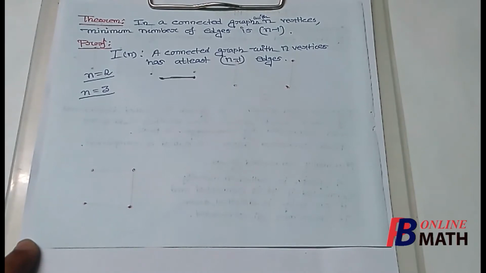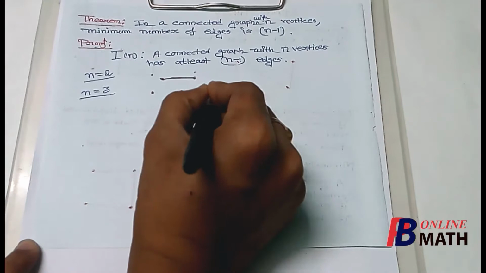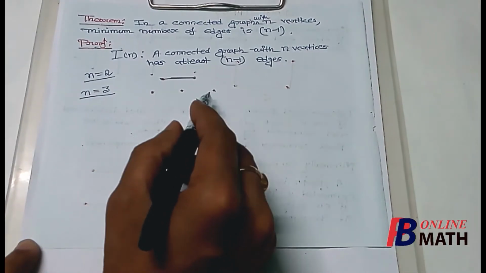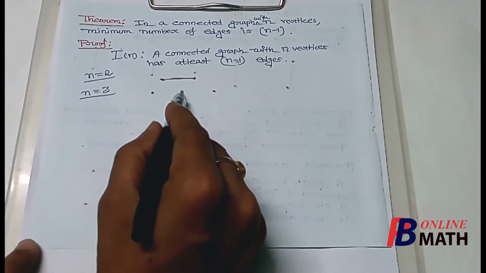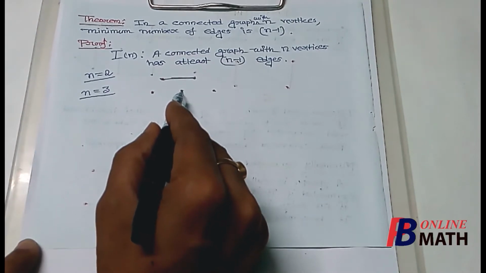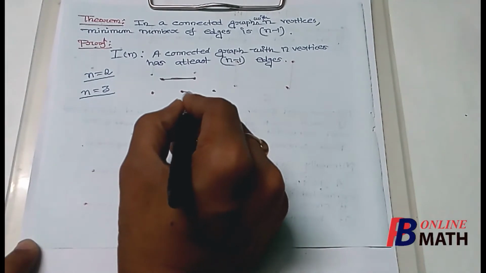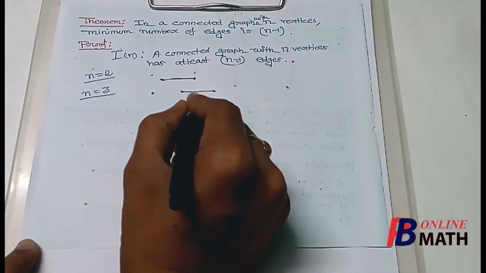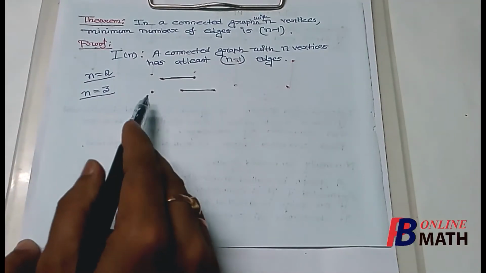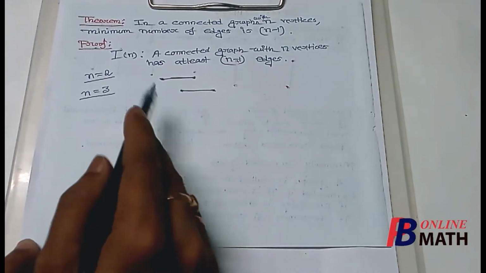Next assume that n equal to 3. That means the number of vertices is 3. Now suppose these 3 be the vertices. Now since this graph is connected, this vertex must be connected to at least one of these two vertices. Suppose this is connected to this vertex. Again the graph is connected, so this vertex must be connected to at least one of these two vertices.